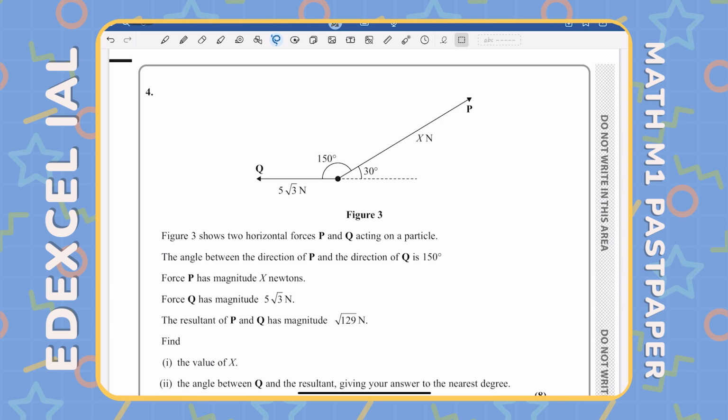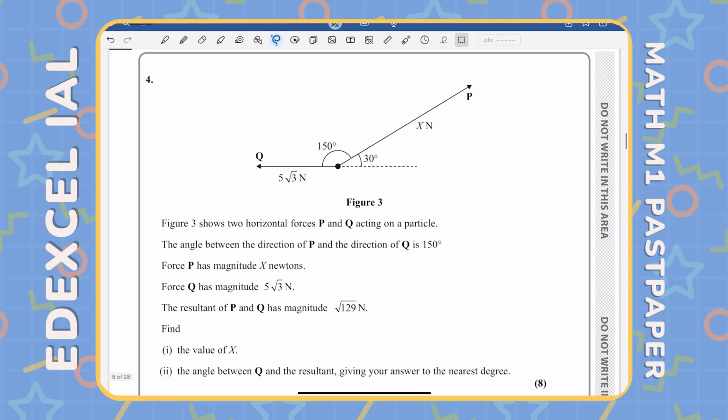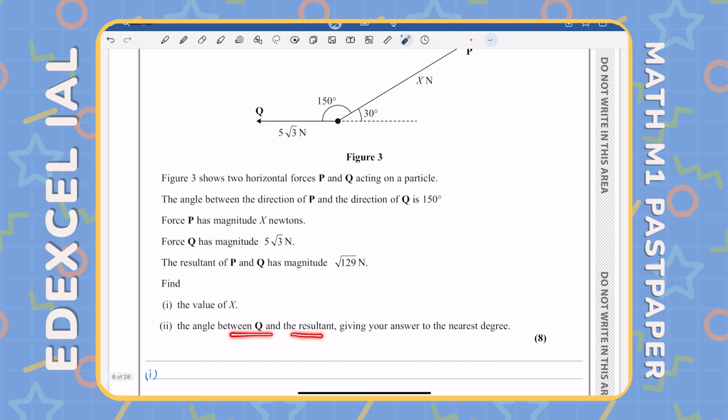The figure shows two horizontal forces P and Q acting on a particle. The angle between the direction of P and the direction of Q is 150 degrees. The force P has magnitude x newtons. The force Q has magnitude 5 root 3 newtons. And the resultant of P and Q has magnitude root 129. Find the value of x, and the angle between Q and the resultant, giving an answer to the nearest degree.